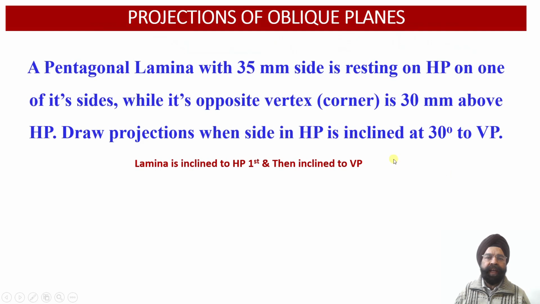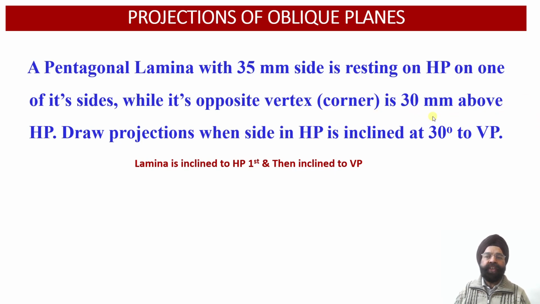Now here we are required to evaluate the projections of the oblique planes which happen to be inclined to both the horizontal plane as well as the vertical plane. So here we have got a pentagonal lamina which is having edge equal to 35 millimeter, and this pentagonal lamina is resting onto the horizontal plane on one of its sides, while its opposite vertex or corner is located at a height of 30 millimeter above the horizontal plane.